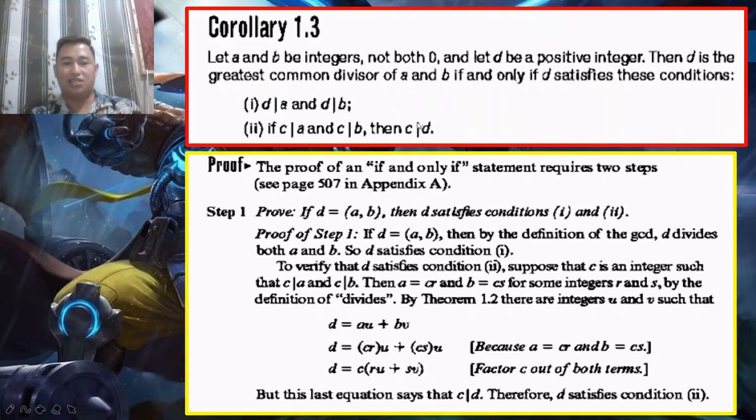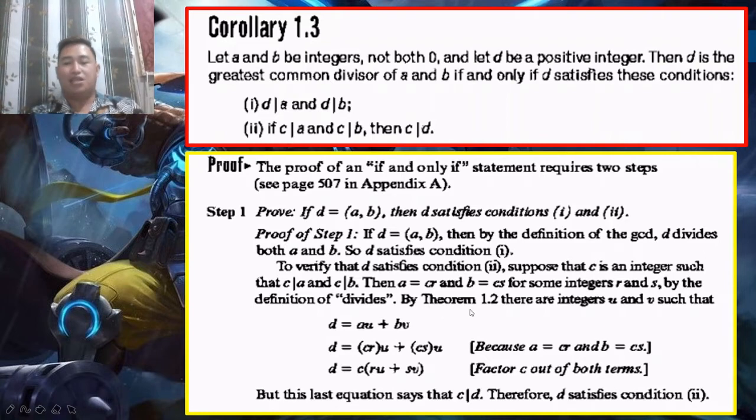To verify that D satisfies condition 2, we use the assumption that C divides A and C divides B. We show that C divides D. So, suppose that C is an integer such that C divides A and C divides B, then A is equal to CR and B is equal to CS, for some integers R and S, by definition of divides.